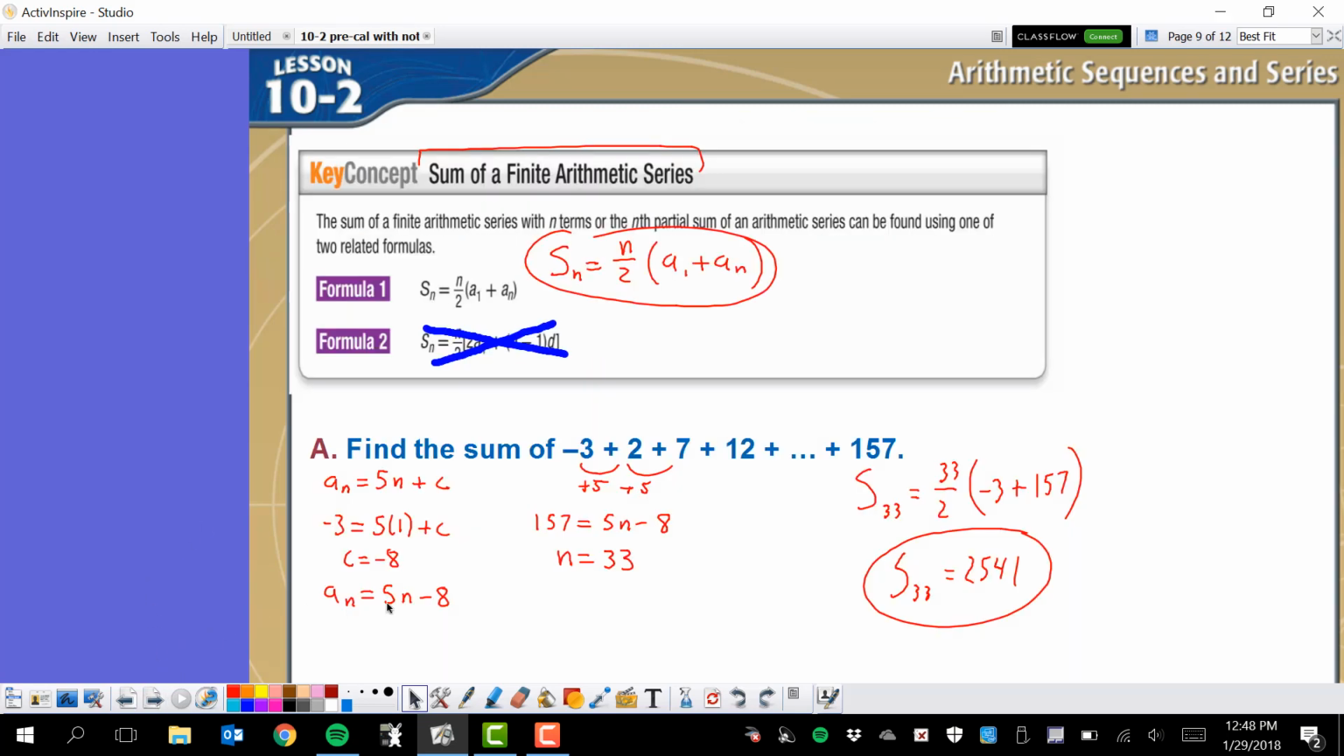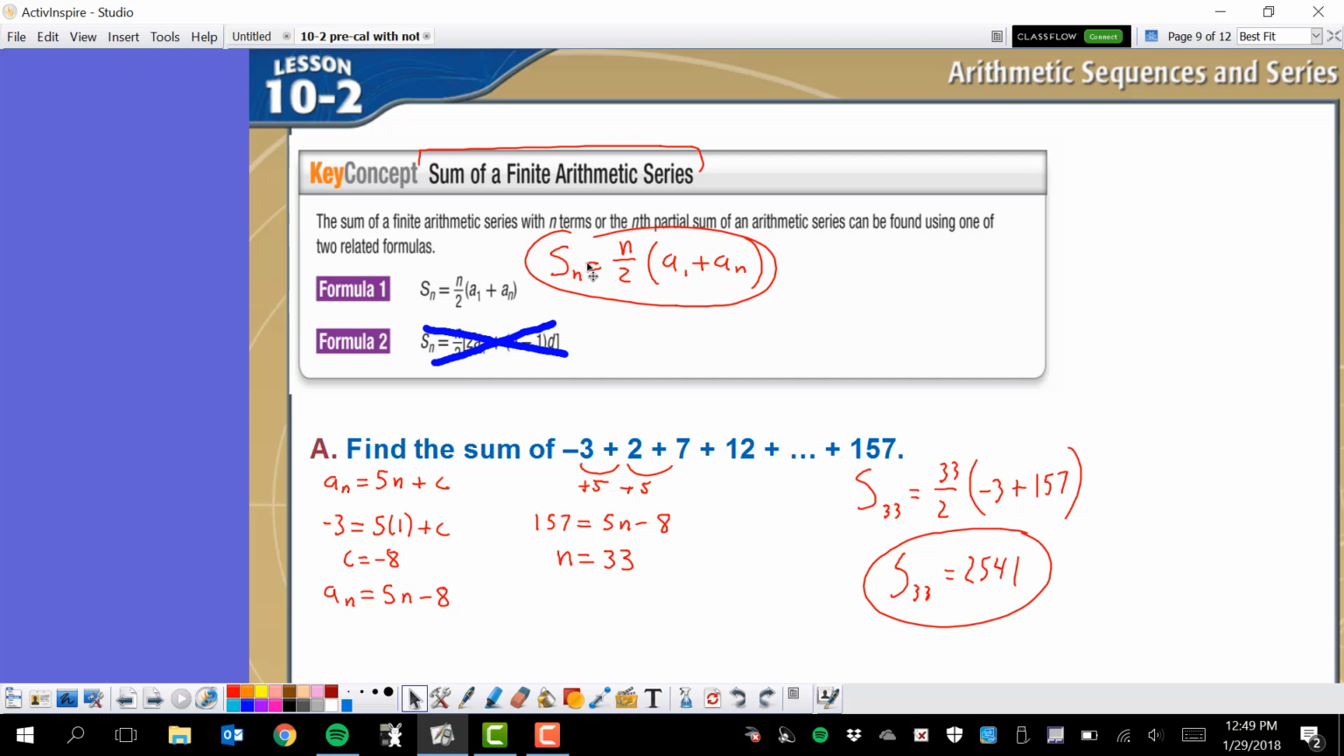This is approaching one of the last things you have to do here. We're going to talk about how to find the sum of a finite arithmetic series. This is a new formula that we can use here. If you printed the notes yourself, you can cross off that second one. We won't use that. We'll only use this first one here.